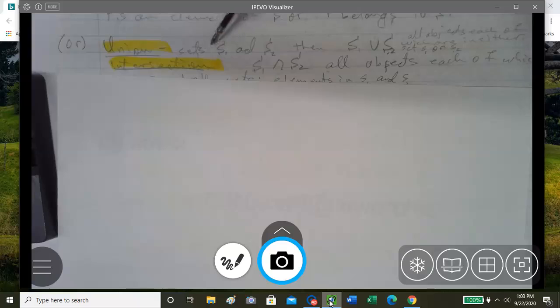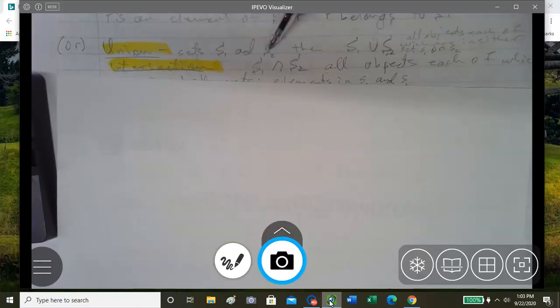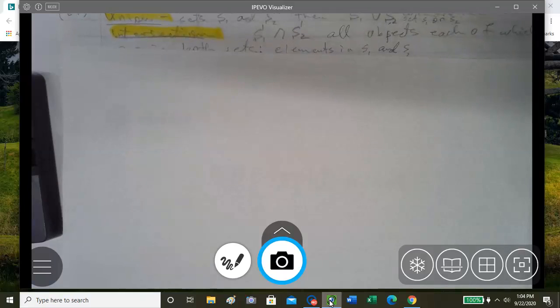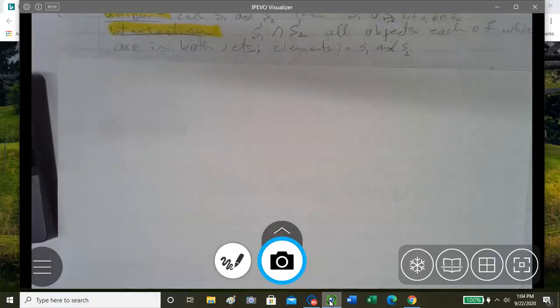Okay, union of sets S sub 1 and S sub 2. If we have sets S sub 1 and S sub 2, then set S is the union of S1 and S2. That means that all objects in both sets are included in the union. The intersection is set S sub 1 intersects with set S sub 2. Only objects that are in both sets, that are in common, would be included in the intersection.